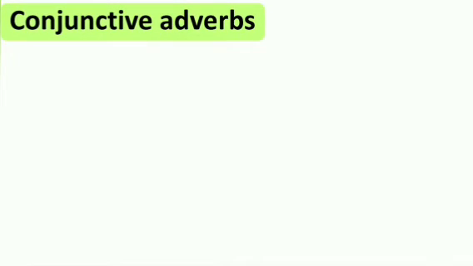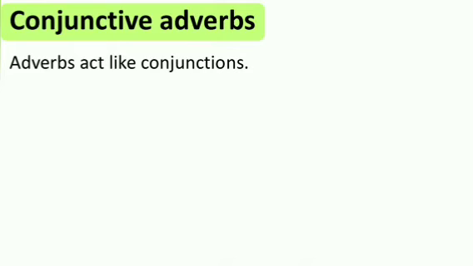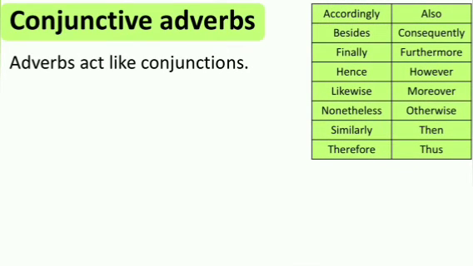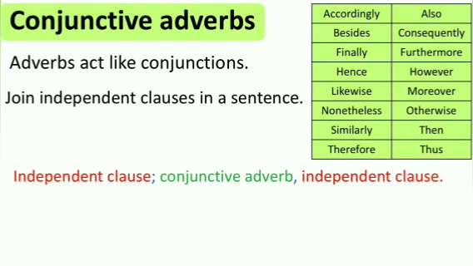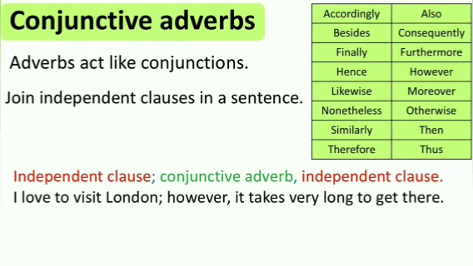Conjunctive adverbs. These are adverbs that act like conjunctions. For example, accordingly, also, besides, consequently, finally, furthermore, hence, however, likewise, moreover, nonetheless, otherwise, similarly, then, therefore, thus. These adverbs join independent clauses in a sentence. So there are two ways we can write these sentences. We can use a semicolon before the conjunctive adverb followed by a comma. For example, I love to visit London; however, it takes very long to get there.